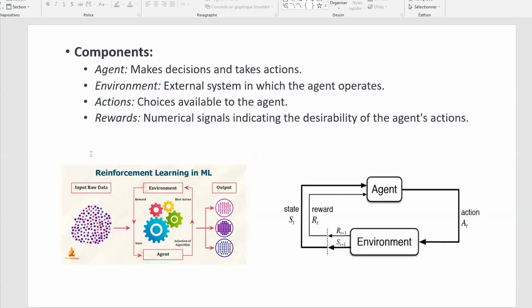The components of reinforcement learning: we have the agent. The agent is the one who makes the decisions and always takes the actions. The environment is the external system in which the agent operates. The action is a choice available to the agent. And the reward is usually a numerical signal indicating the desirability of the agent's actions.